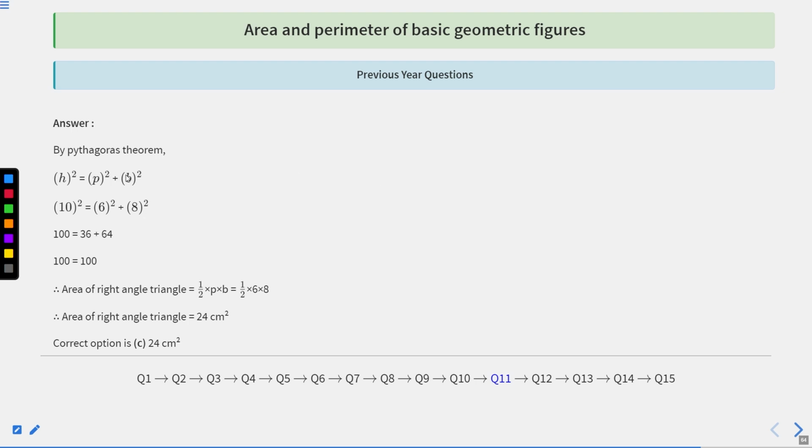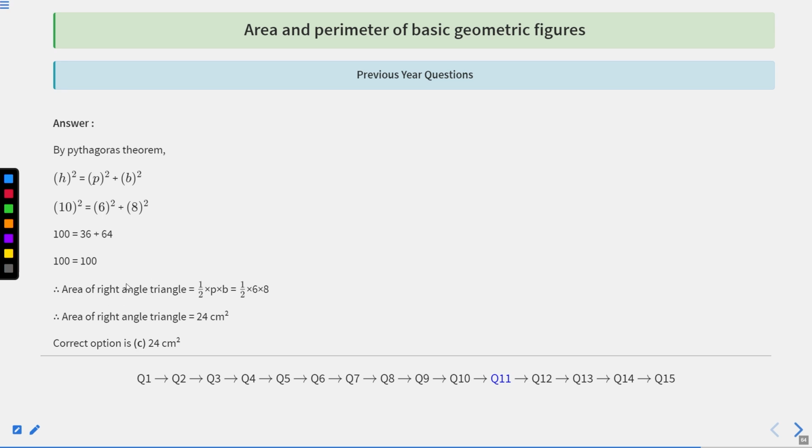By using the Pythagoras theorem, we have hypotenuse square equal to perpendicular square plus base square. So 10 square equal to 6 square plus 8 square, it is 100 equal to 100. Therefore, it is a right angle triangle. We were trying to check if it's a right angle triangle or not. Yes, it is, because the Pythagoras theorem only holds when it is a right angle triangle.